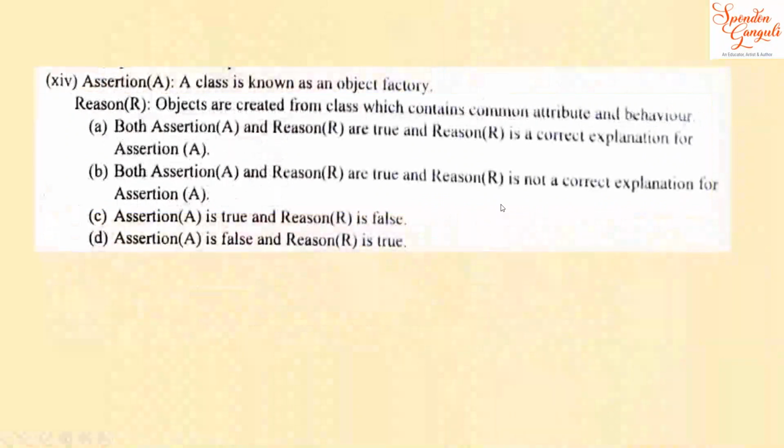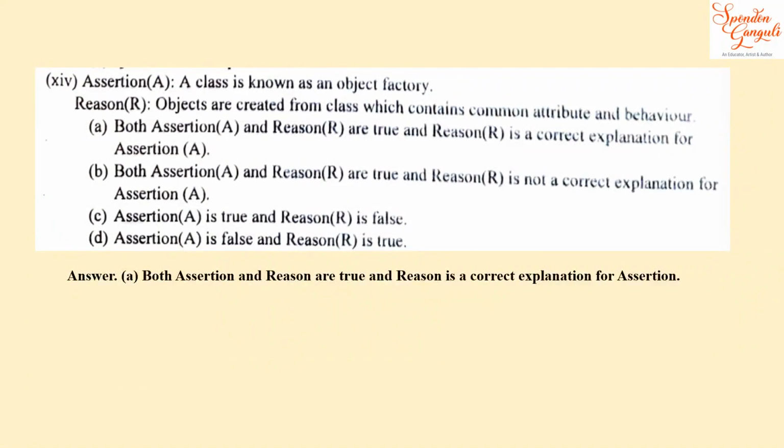Next one. Assertion, a class is known as object factory. Reason, objects are created from class which contains common attribute and behavior. Both assertion and reason are true. Reason is correct explanation for the assertion. Both assertion and reason are true. Reason is not a correct explanation for assertion. Assertion is true and reason is false. Assertion is false and reason is true. Here both assertion and reason are true, and reason is the correct explanation for the assertion.